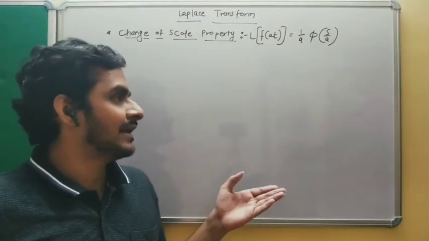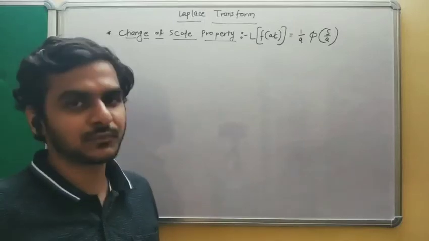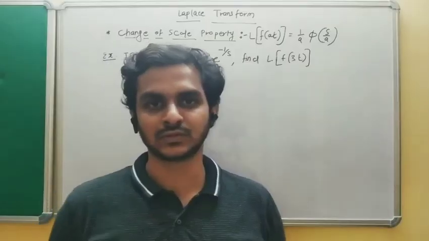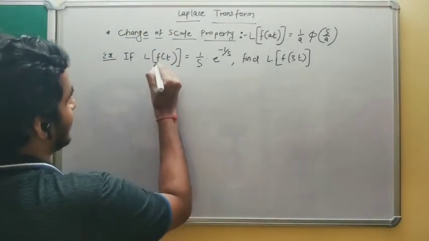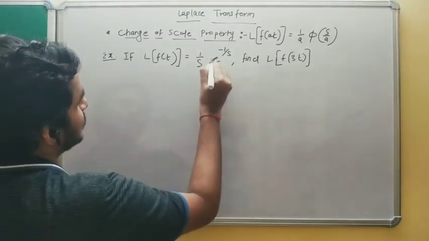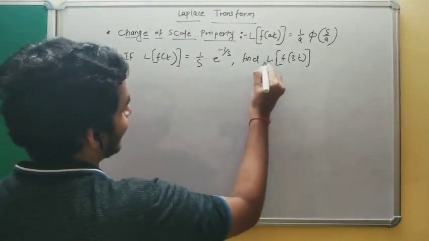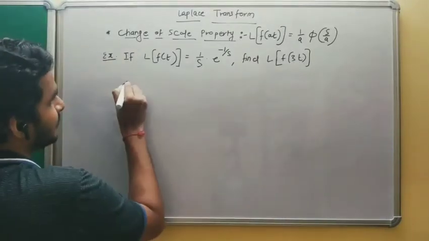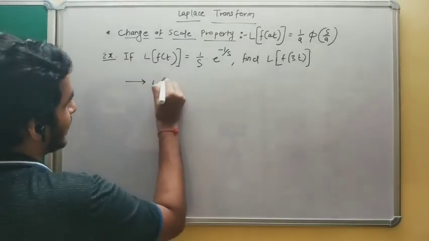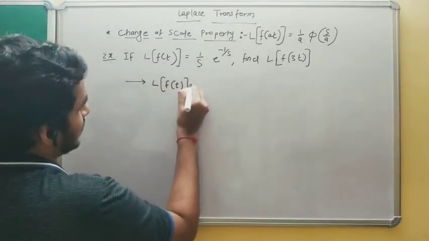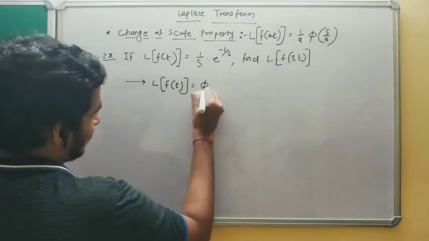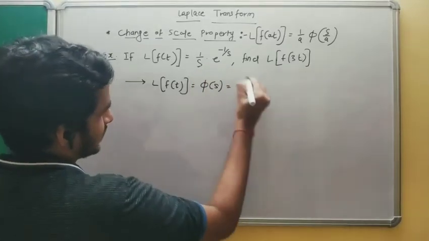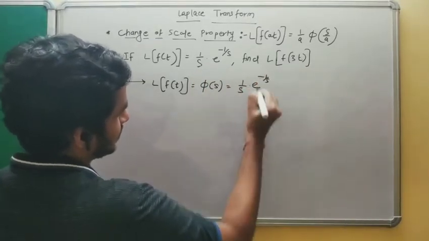So let's see an example to get you an idea about step-by-step procedure to find out Laplace transform of f of at. So the given numerical is, if Laplace transform of f of t is equal to 1 upon s into e raised to minus 1 upon s, you have to find Laplace transform of f of 3t. So let's start with the first step. So first step will be, you have to write a given data, that is Laplace transform of f of t. This is nothing but phi of s, right? And it is given that 1 upon s e raised to minus 1 upon s.